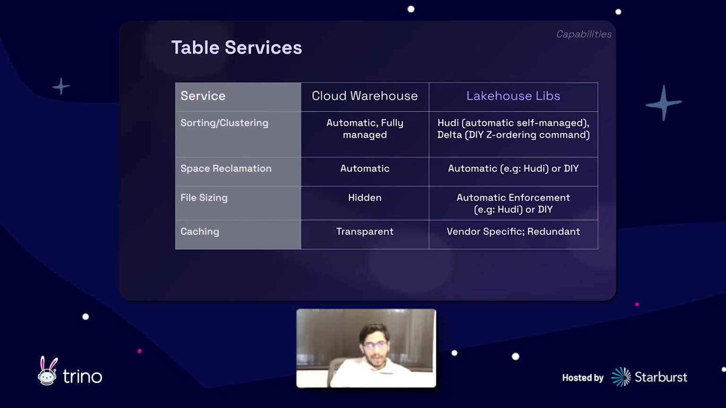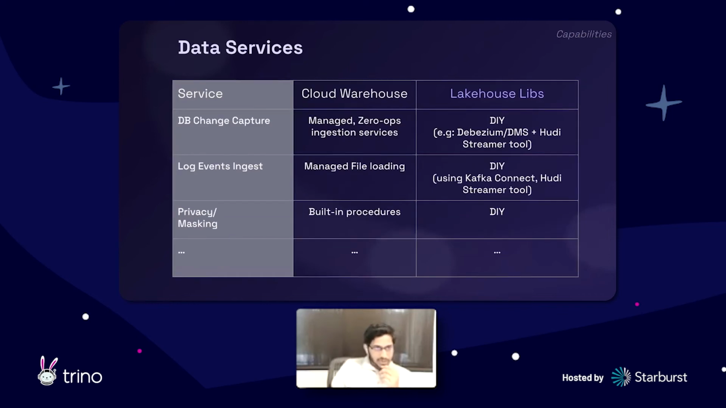And the caching on the lake is vendor specific. Each engine has its own cache. And sometimes if you think about it globally, if you're using 3 engines, then yeah, you're caching it thrice, right? So that's another thing to consider.